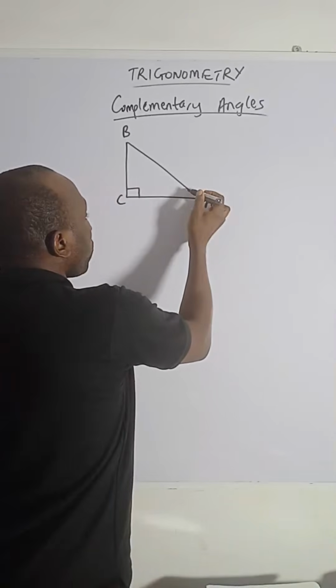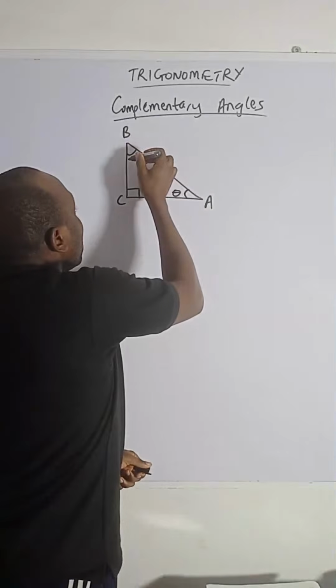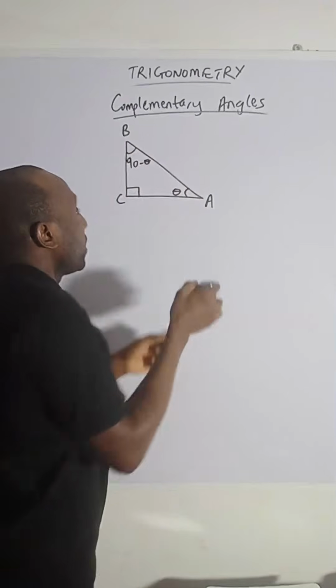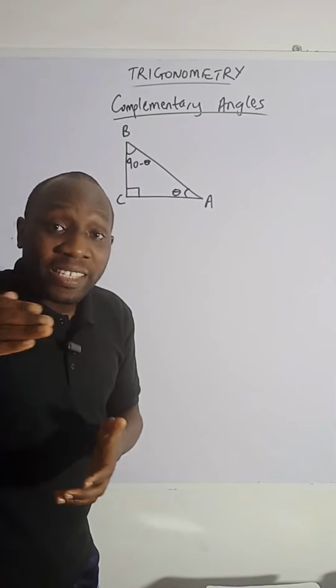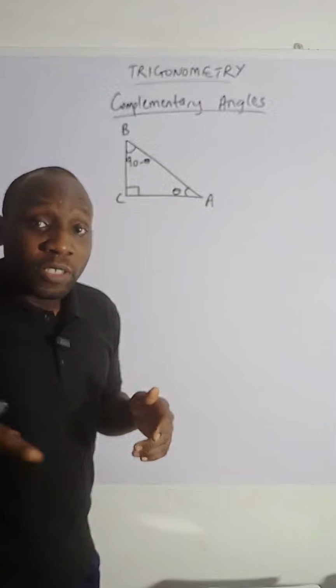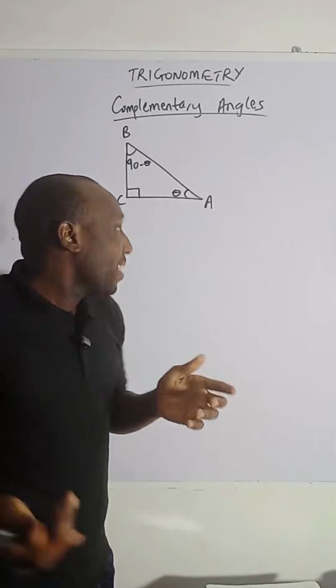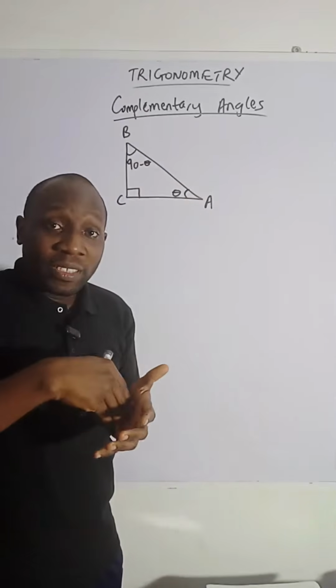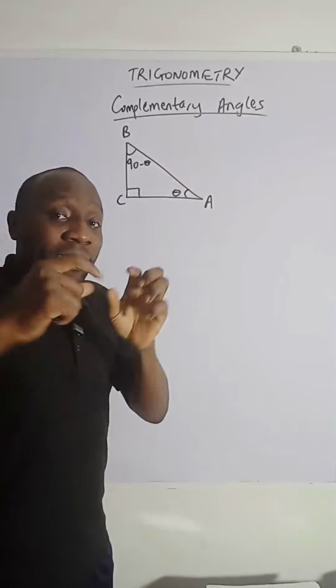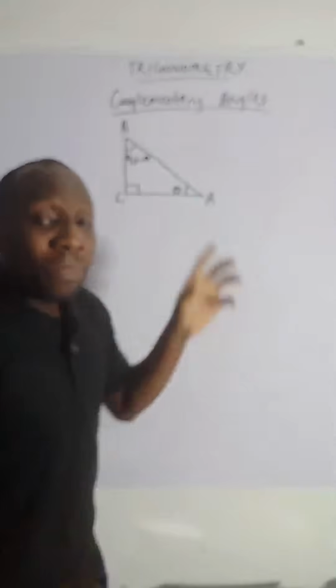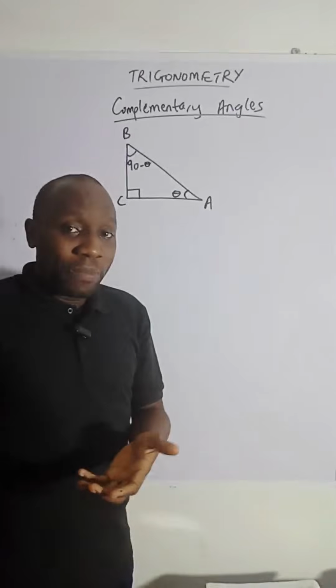So if I make this one theta, this will be what? 90 minus theta. Because if this is 90, the remaining angles in the triangle will sum to 90 degrees, because the sum of angles in a triangle is 180 degrees. And if this is theta, the next one has to be this angle subtracted from 90 degrees. Hope that makes sense.